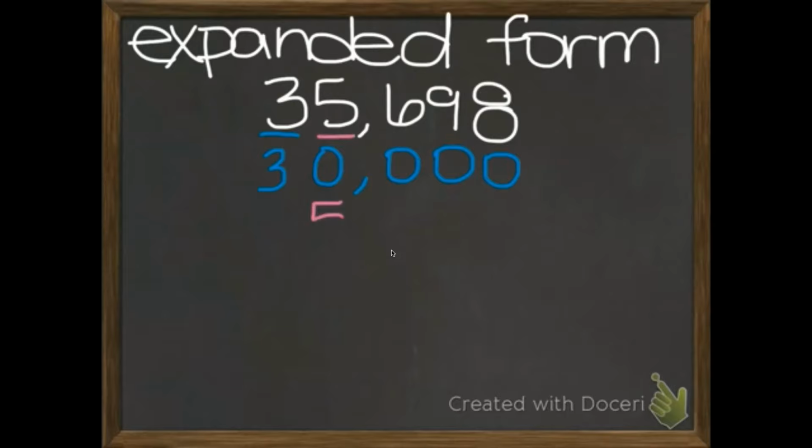Next, let's take a look at the 6. It's worth 600 because it's in the hundreds place. Next comes the 9. It's in the tens place, so it's worth 90. And last but not least, in the ones place, 8 is simply worth 8. When we put something in expanded form, we're basically just showing it as an addition problem. It is all the values added together.